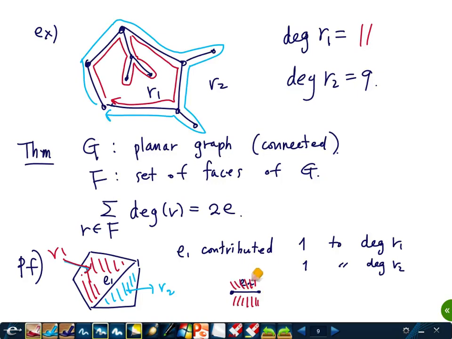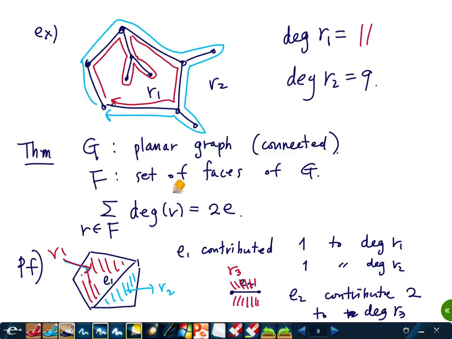Similarly, if you have an edge, say E2, where these 2 sides belong to the same region, say R3, maybe connected some different way. In this case, E2 contributes 2 to the degree of R3. Only to this region, because for other regions we don't really visit this E2. So in any case, every edge contributes exactly 2 to the sum on the left-hand side. That means the sum is equal to 2 times the number of edges.